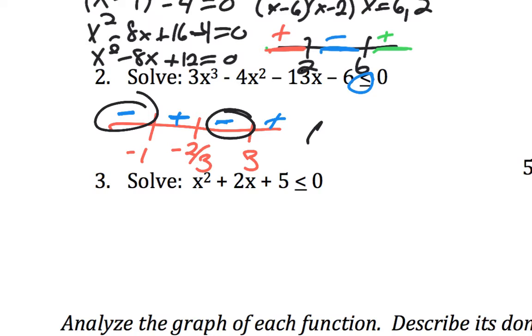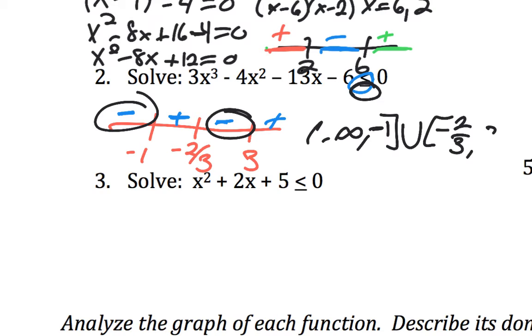So that was from negative infinity to -1, and this is a bracket because of this equal sign. The one before it, there was no equal sign, that's why there were parentheses on it. Or -2/3 to 3.